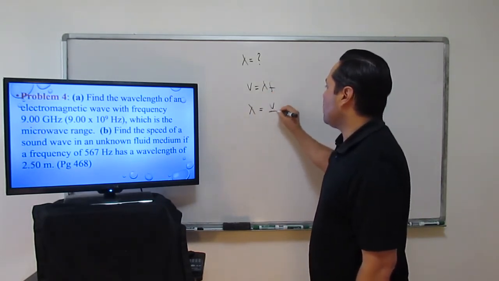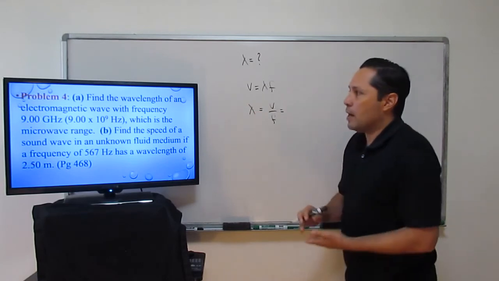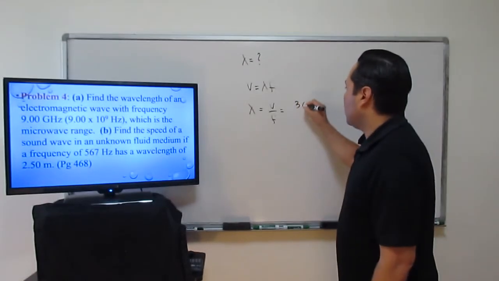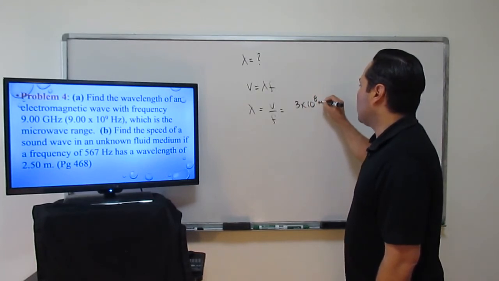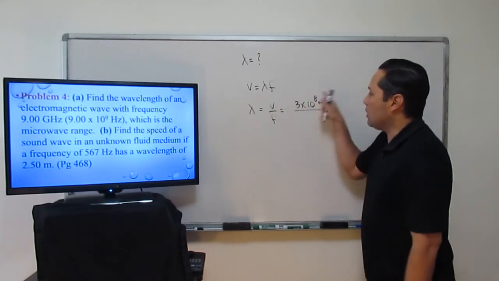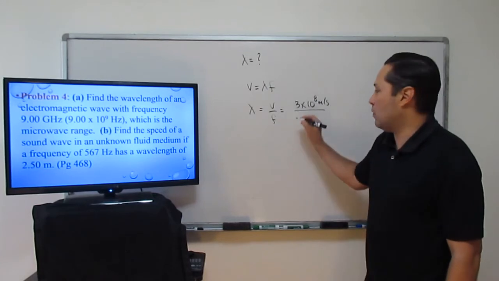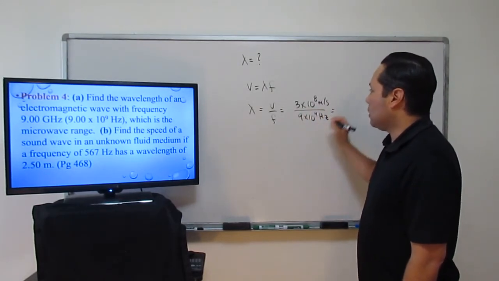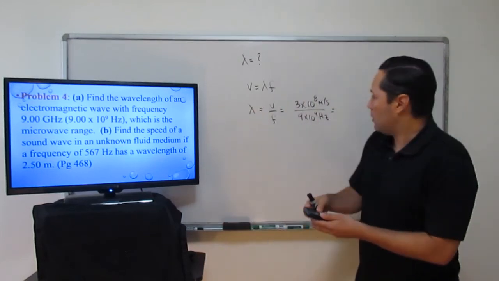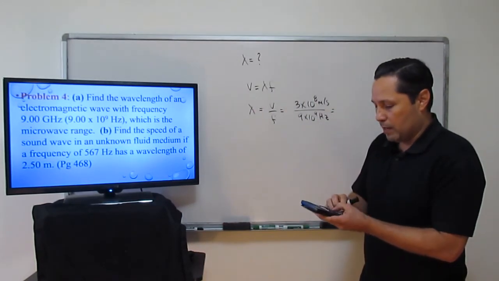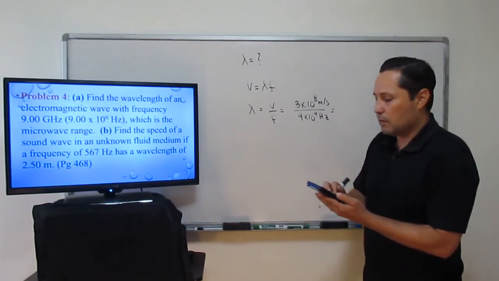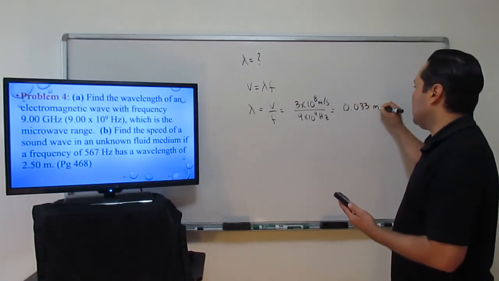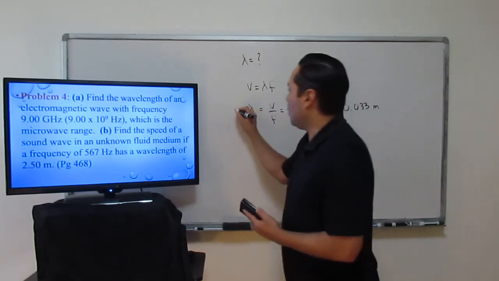Wavelength is equal to velocity over the frequency. Now, it is an electromagnetic wave, so therefore it goes at the speed of light, 3 times 10 to the 8 meters per second. That's the velocity for the speed of light divided by the frequency of 9 times 10 to the 9 hertz. And that's going to give us its wavelength. So it's going to be 3 times 10 to the 8 divided by 9 times 10 to the 9. That gives us a wavelength of 0.033 meters. Alright, that is part A.